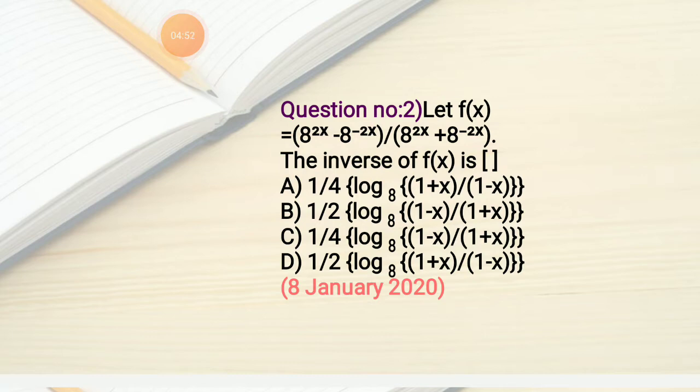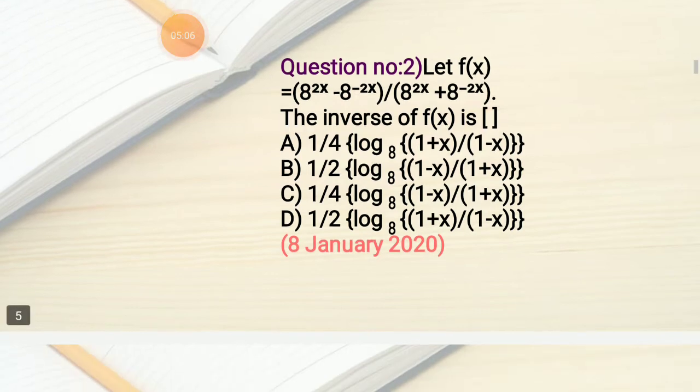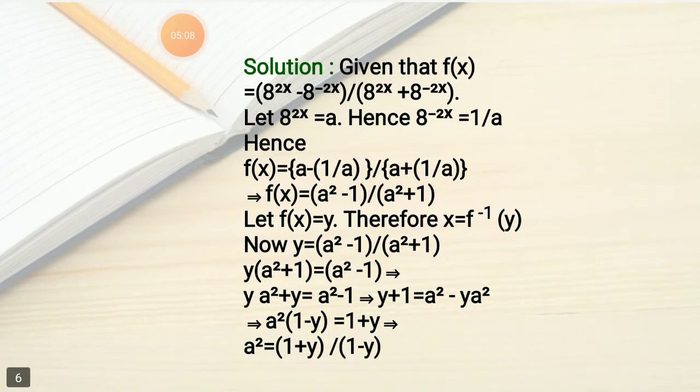The basic idea here is that 8 power minus 2x can be written as 1 by 8 power 2x. So you take 8 power 2x as a. So a minus 1 by a, plus 1 by a, and by simplifying we can get the inverse. Given that f of x is equal to 8 power 2x minus 8 power minus 2x by 8 power 2x plus 8 power minus 2x, let 8 power 2x be a, and 8 power minus 2x is obviously 1 by 8 power 2x, that is 1 by a.